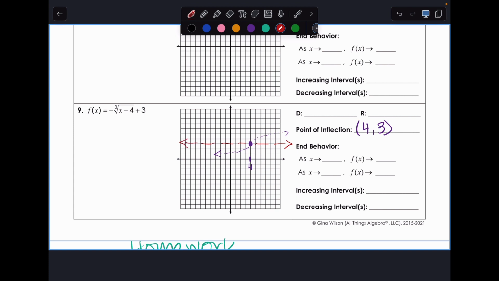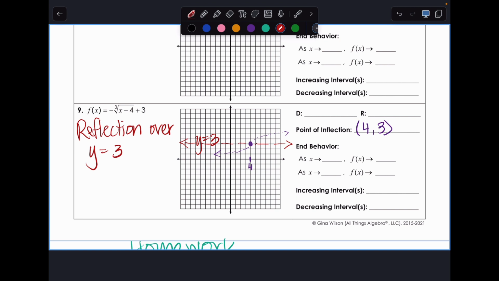What's the y value of the inflection point? 3. Y equals 3. So the reflection is over y equals 3.